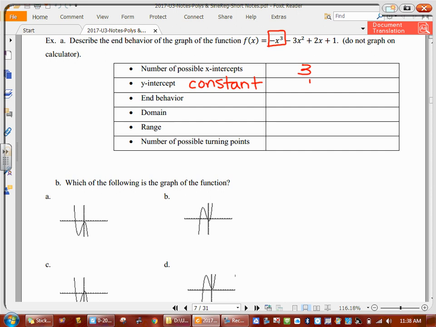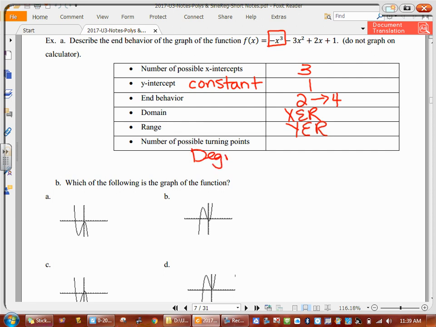Domain and range, x in R, y in R. Those are standard for odd degrees, degree 3 and degree 1. The number of possible turning points is your degree minus 1, so 2. It's going to change directions twice. So hopefully your chart's pretty good. Now, which one is it going to look like?